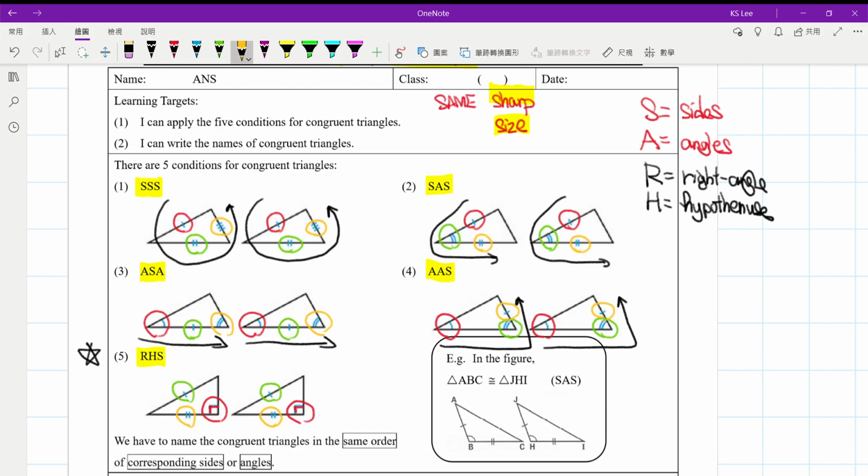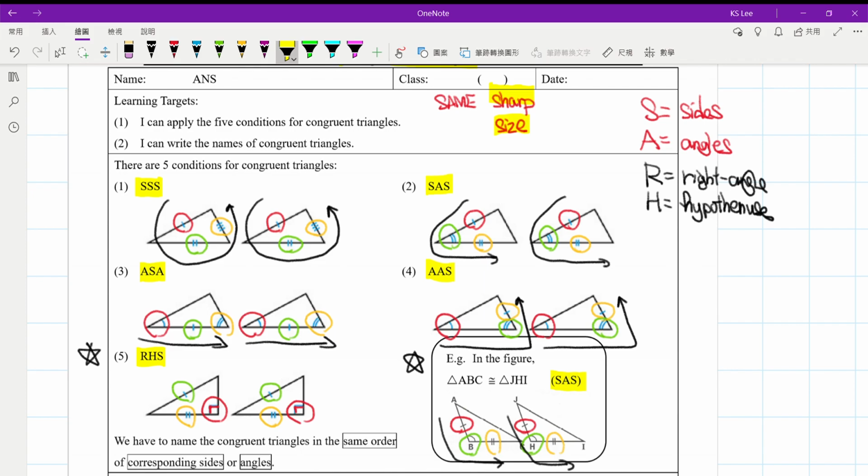Now we are going to talk about more examples. But before that, we have to learn how to name the triangles as well. Let's look at this example. In the figure, we have a pair of equal sides, and then a pair of equal angles, and then a pair of equal sides again. Both of them are shown in this order. So we can say that these two triangles are congruent using the reason side, angle, side.